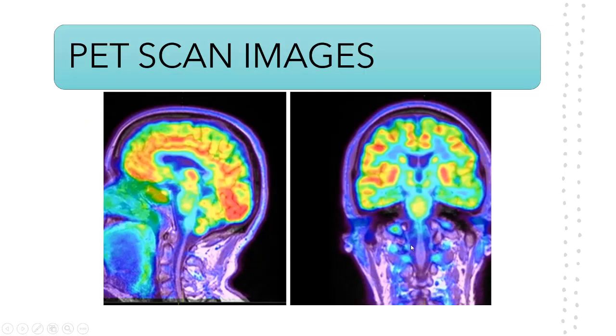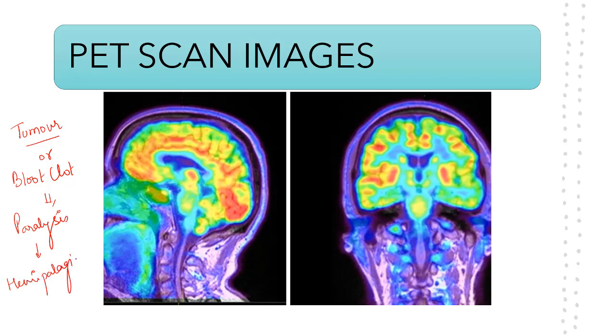These are the PET scan images in which you can see the different activities of the brain areas. Specifically, if we want to find a particular tumor or some blood clot which is responsible for paralysis, hemiplegia, or paraplegia. Hemiplegia is when half of the body is under paralytic impact, and paraplegia is when all four limbs are under paralytic impact.